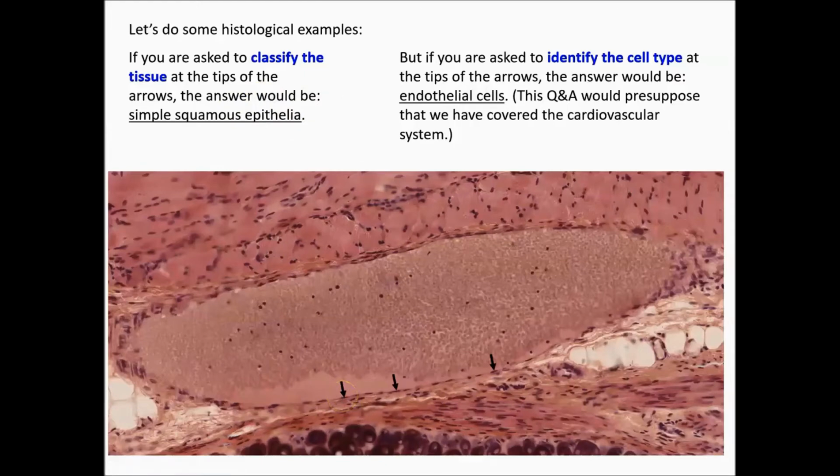However, if you were asked to identify the cell type here, the answer would be very different. It would be endothelial cells. And in order to get to that answer, you would have to have had the cardiovascular system unit. We would have to have studied that system, which we have not done yet, but you will. So the questions that are asked are going to be limited by what you have already studied or have not studied.